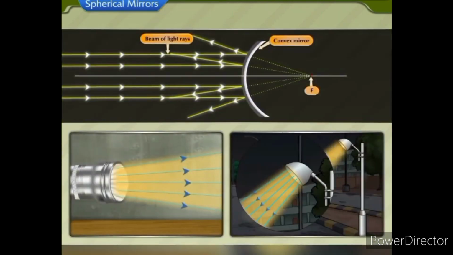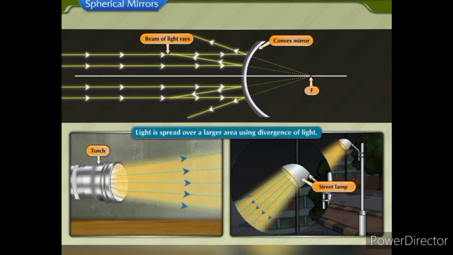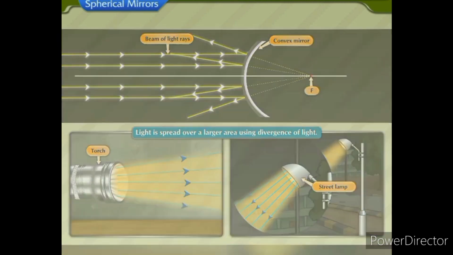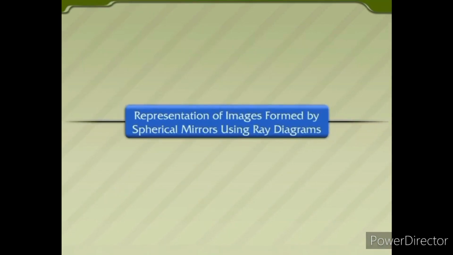When we want to spread light from a source, a diverging beam is used. For example, in torches and street lamps, light is spread over a larger area using divergence of light. Before we learn about the image formation by spherical mirrors, let us learn about the representation of images formed by spherical mirrors using ray diagrams.